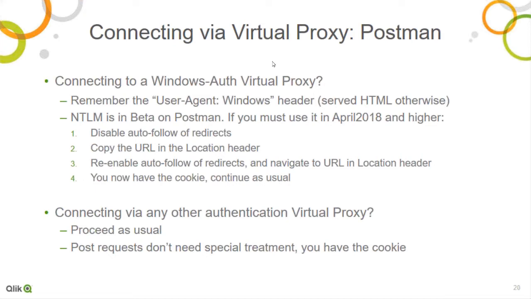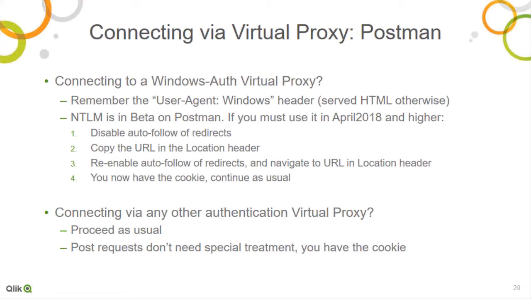Connecting via virtual proxy is basically when you're going to the virtual proxy you've configured in the QMC. That could be configured with Windows authentication, it could be header authentication, JWT, SAML, etc. And in this case, I'm going to be demonstrating with Windows authentication. So when connecting in Postman, there's just a couple things to keep in mind. You need to remember to use the user agent Windows header. It will serve HTML if you don't, because it expects forms authentication if you don't specify that. And the other thing to keep in mind is that, again, NTLM is in beta. In April 2018 and higher, we changed the redirect for NTLM authentication, and Postman didn't like this. So I'm going to show you how to work around that.